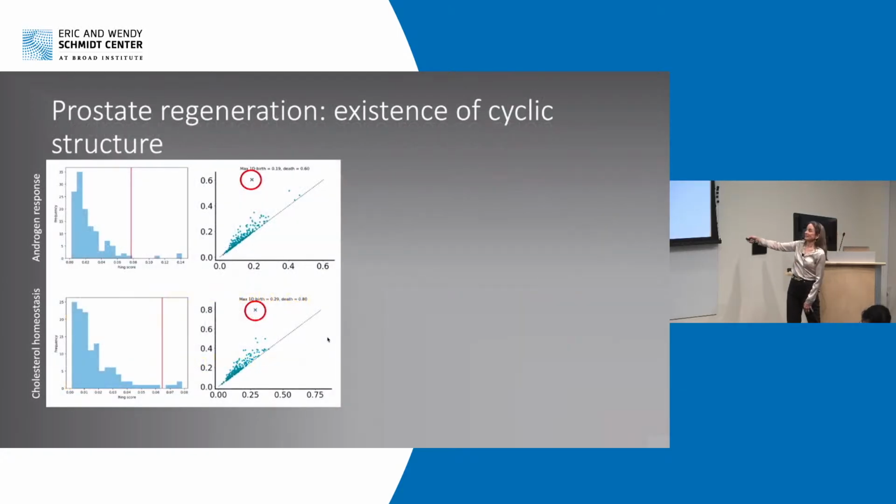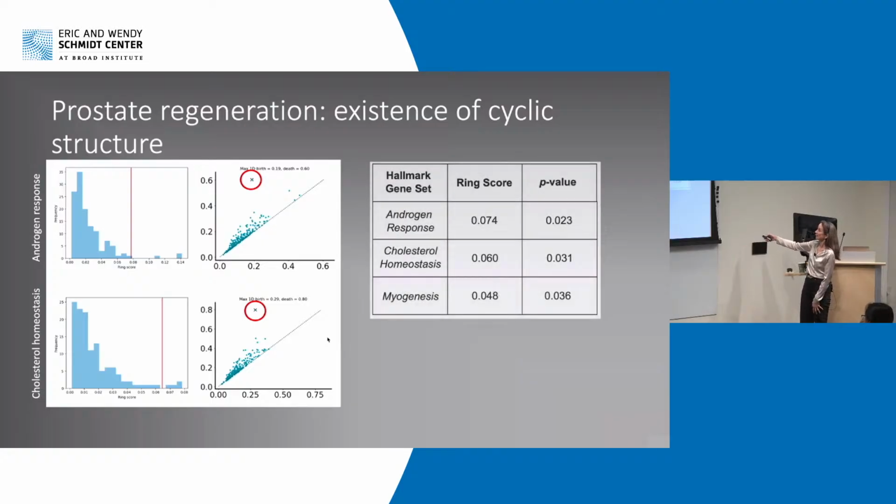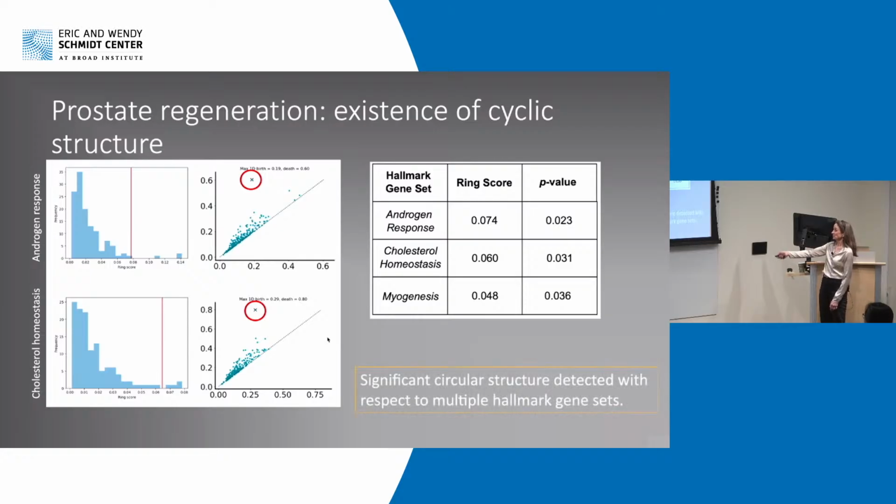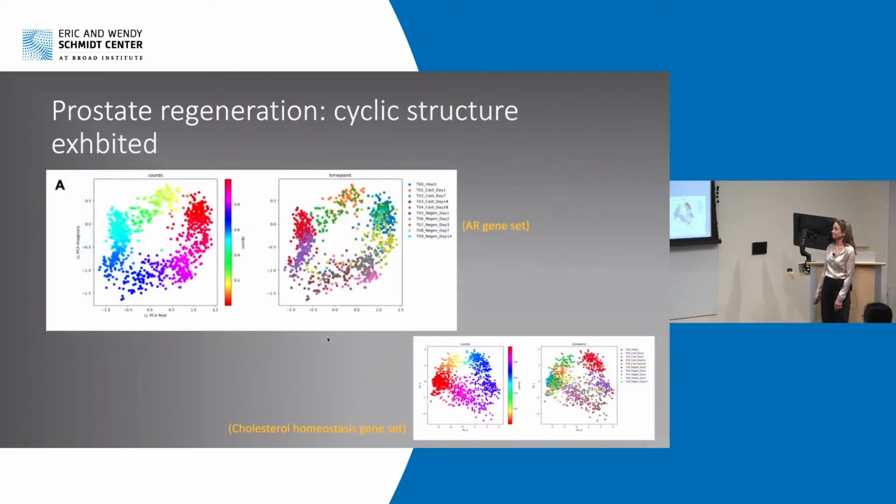And so when you compare that to gene sets having to do with androgen response, or even having to do with cholesterol homeostasis, or even others, you do get significant circular structure. And you even get quite nice p-values, even for myogenesis, which has to do with muscle rehabilitation. So we get significant circular structure with respect to multiple hallmark gene sets.